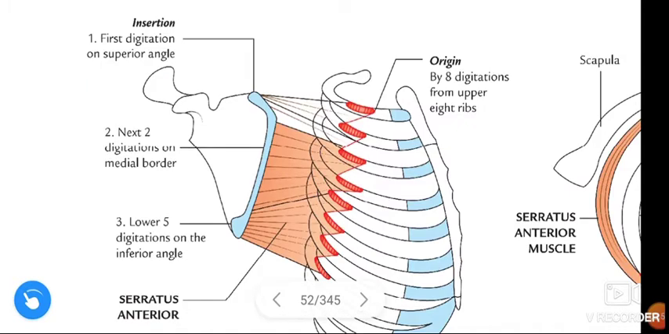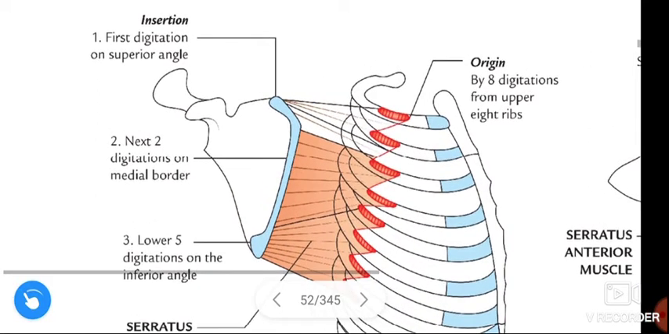See this figure. This represents the insertion of the serratus anterior. This is the serratus muscle. This red indicates the origin. This blue indicates the insertion of the serratus anterior.